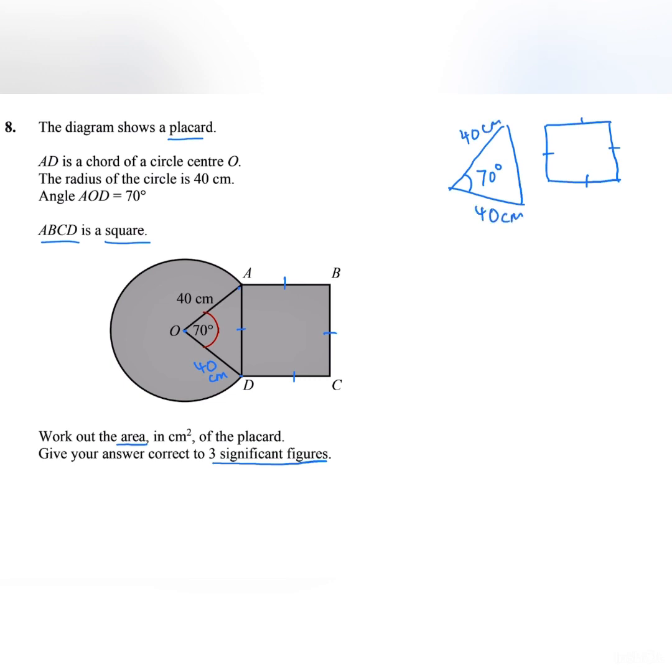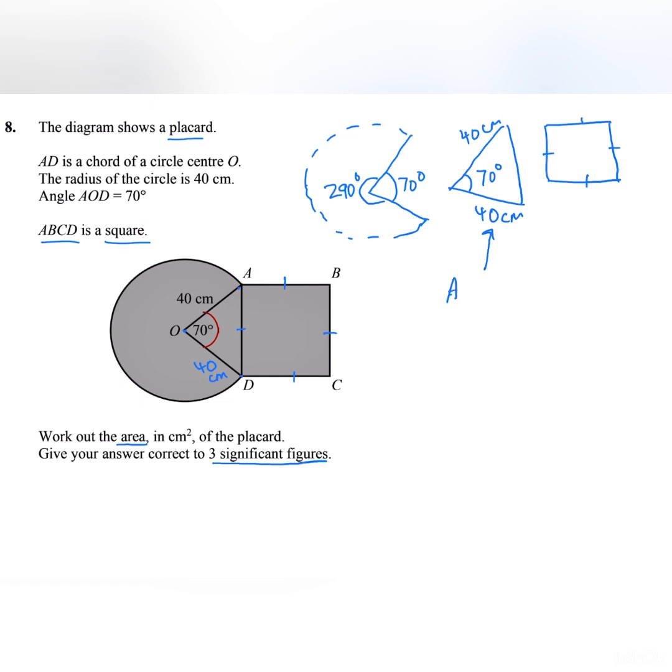And then we have a sector of a circle. So again, we need to find the area of the sector. If this is 70 on this side, we can figure out the angle on this side, and that would be 290 degrees. So split the shape up, find individual areas, and then add them together. We can find the area of this triangle, and that would be the easiest thing to start with.